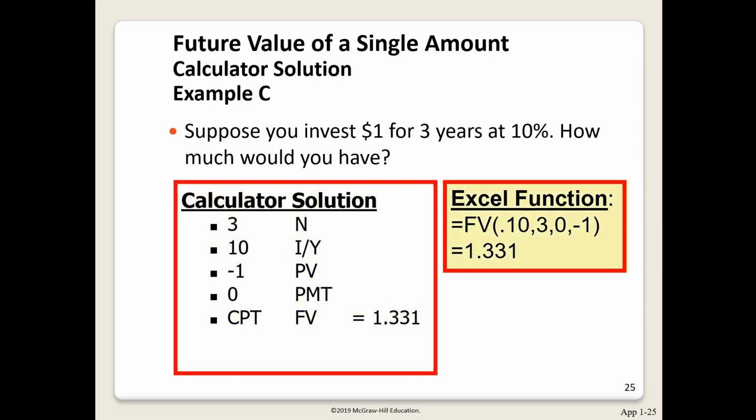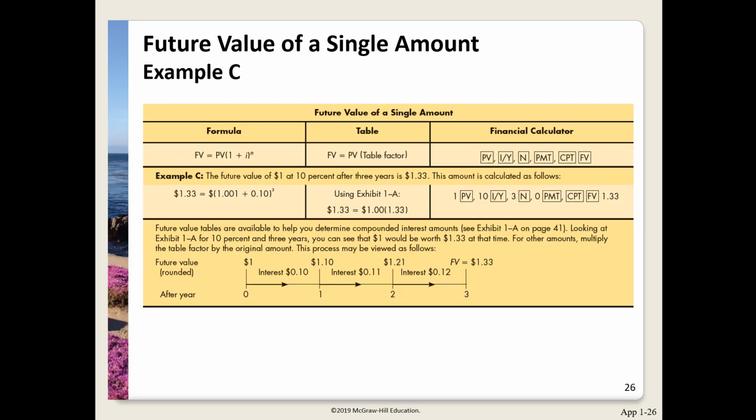Excel has a function that matches each of the gray keys. That future value function is shown on the slide. Remember that IY in Excel is a decimal, so the 10% is 0.10. As with your calculator, either present value or future value must be negative. This table from the text recaps 3 of the 4 methods we just covered.